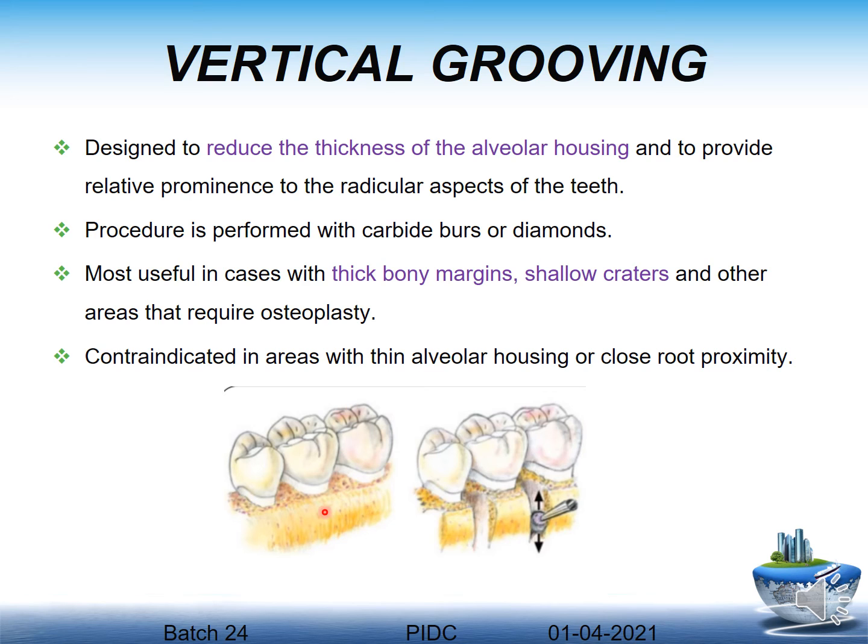So this is a technique which is designed to reduce the thickness of the alveolar housing. So this is to provide relative prominence to the radicular aspect. So you can see that once there is a bulbous contour like this, we dig grooves with the help of a carbide burr or a diamond burr. This is most useful in thick bony margins, shallow craters, and other areas that require osteoplasty. It is contraindicated in areas with thin alveolar housing or close root proximity.